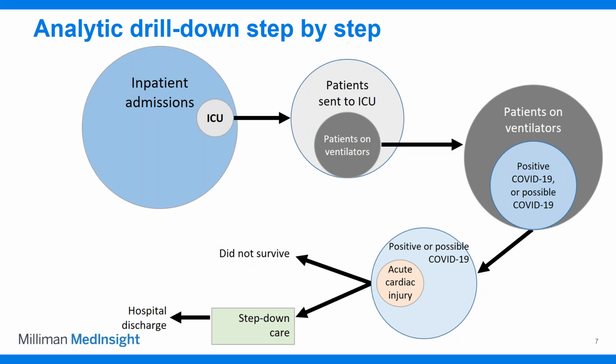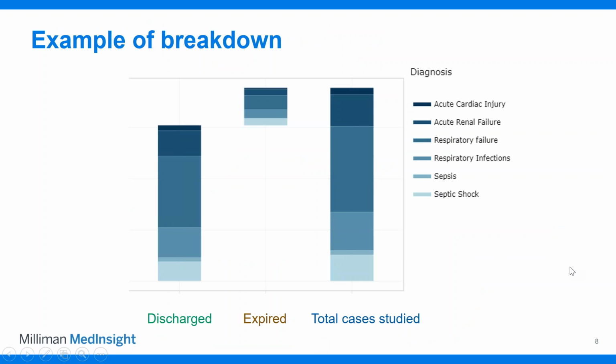So that is how we're thinking about stepping through the analysis, and then we look at the outcomes thereafter. So those who unfortunately did not survive, and those who did, made it through step-down care to hospital discharge. So perhaps you might want to break it down further and look at those who are discharged and see what were the diagnoses, some of the causes perhaps that were associated, and the same for those who expired. What was happening with them? Are they any different from the patients who survived?